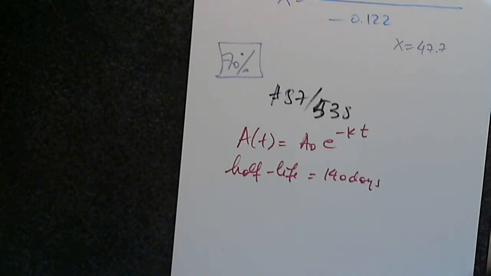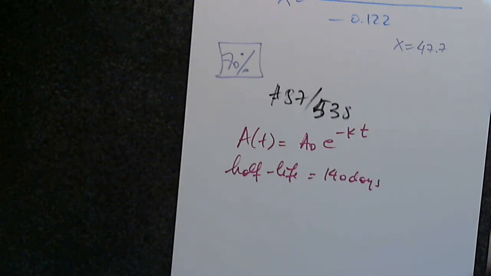What happens in another 140 days? We're going to have 25. What happens in another 140 days? We're going to have 12.5. What happens in another 140 days? 12.5 divided by 2, and so on and so forth. Is that clear? Perfect.